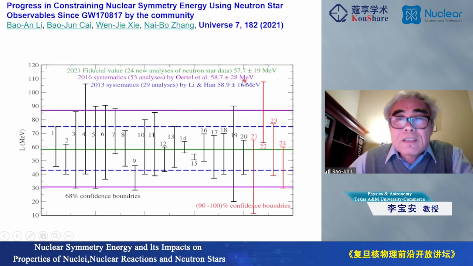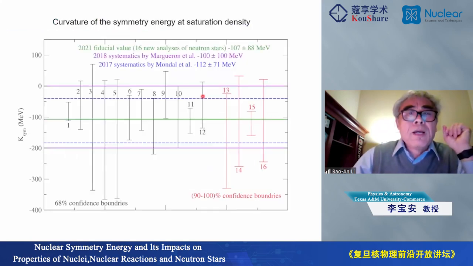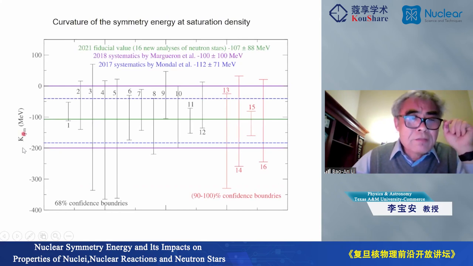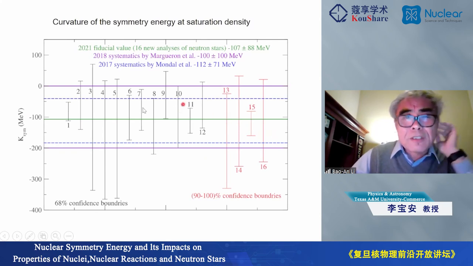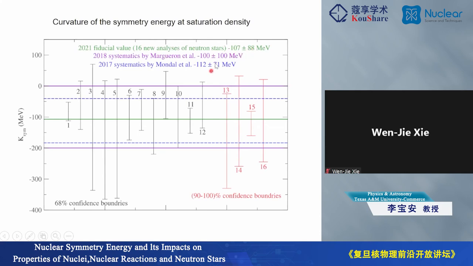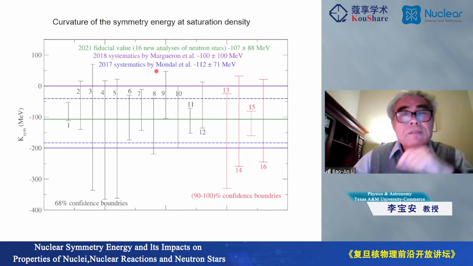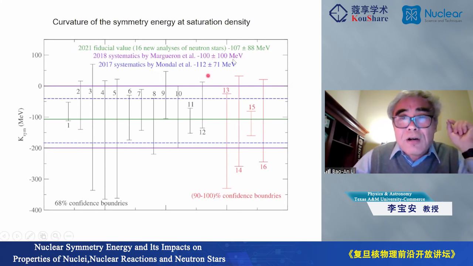This number is very consistent with the earlier systematics we have extracted, based mostly on analysis from terrestrial nuclear experiments. The K-sim parameter, the curvature of symmetry energy, was also extracted from some of the analyses. Not all neutron star analyses have extracted this parameter. We found 16 new analyses that give this K-sim parameter. The average is about minus 107 MeV plus minus 88 MeV. This number is also consistent with what people studied earlier from systematic model calculations, comparing with all available constraints at the time. So they are all quite consistent.